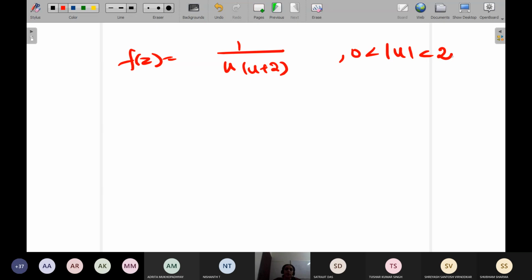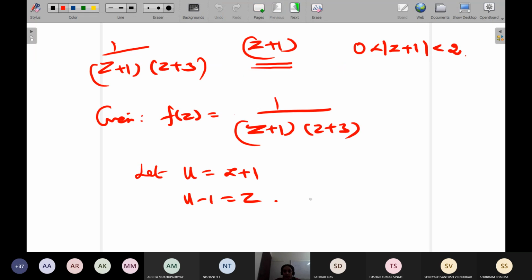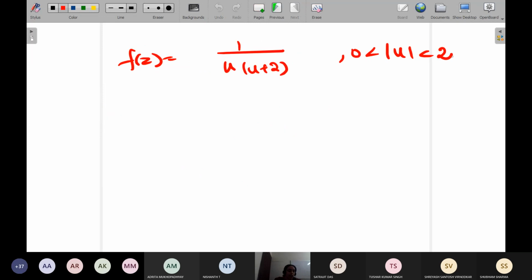Now this is a normal form, 1 by u into (u plus 2). What are they asking? They are asking us to expand in powers of z plus 1. So what we will do is expand in powers of u, and again we will replace u by z plus 1. That is our idea. We will expand in terms of u and then finally replace back in terms of z. Wherever we have u, we are going to replace it by z plus 1.